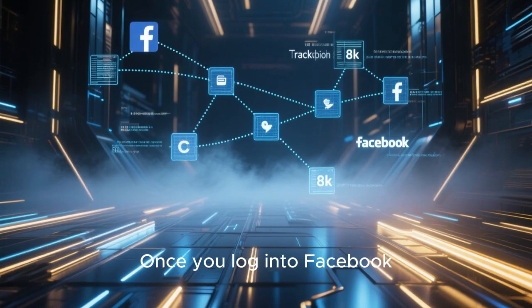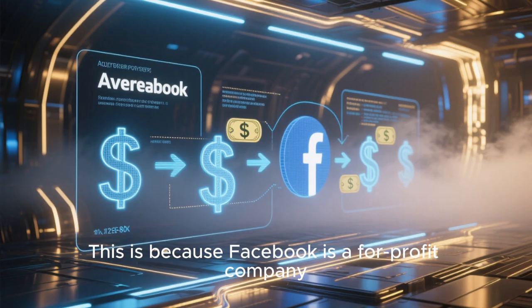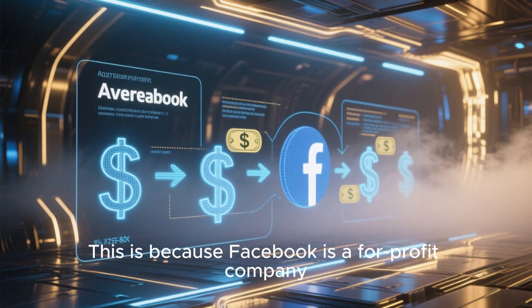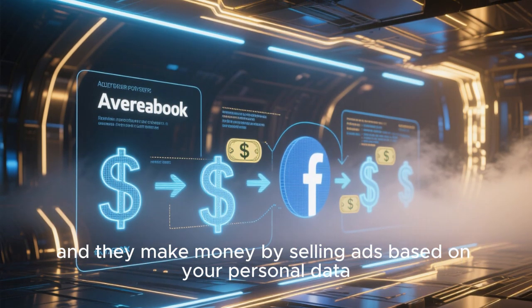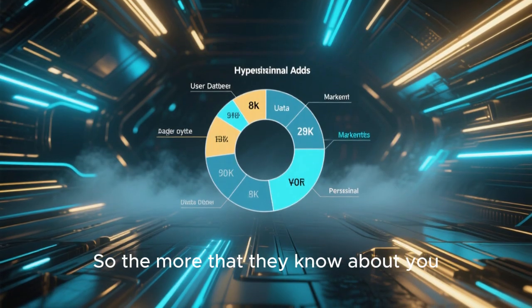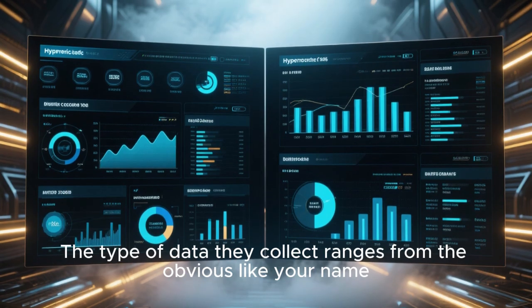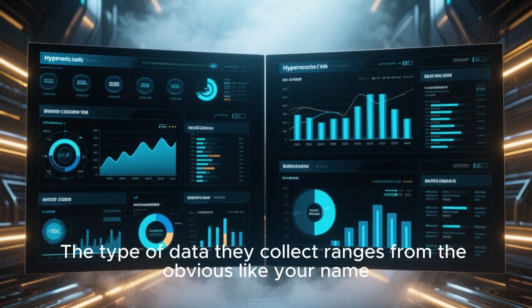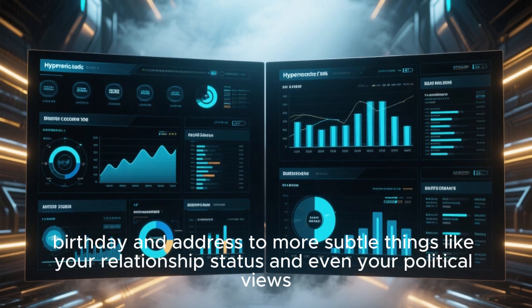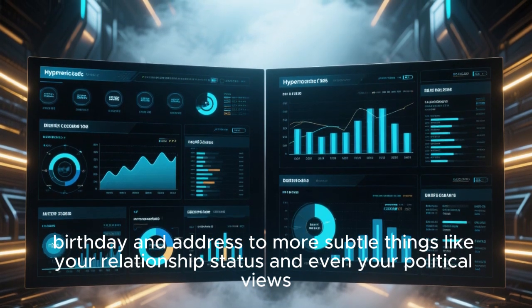Once you log into Facebook, they'll track pretty much everything you do on there. This is because Facebook is a for-profit company, and they make money by selling ads based on your personal data. So the more that they know about you, the more effectively they can market to you, and the more money they make. The type of data they collect ranges from the obvious, like your name, birthday, and address, to more subtle things like your relationship status and even your political views.